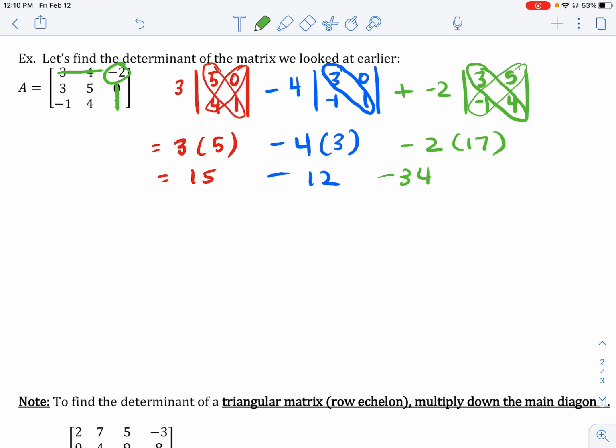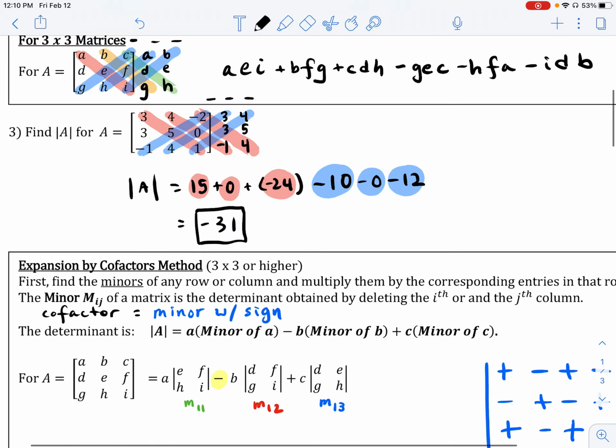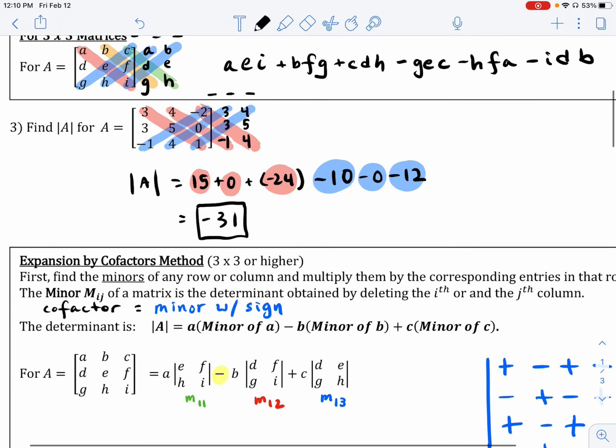So what do we have here? And I'll just write this out. We can say that the determinant of this matrix A is going to be 15 minus 12, which is 3, minus 34, that's -31. And that's exactly what we got previously in our problem here using the diagonals method.